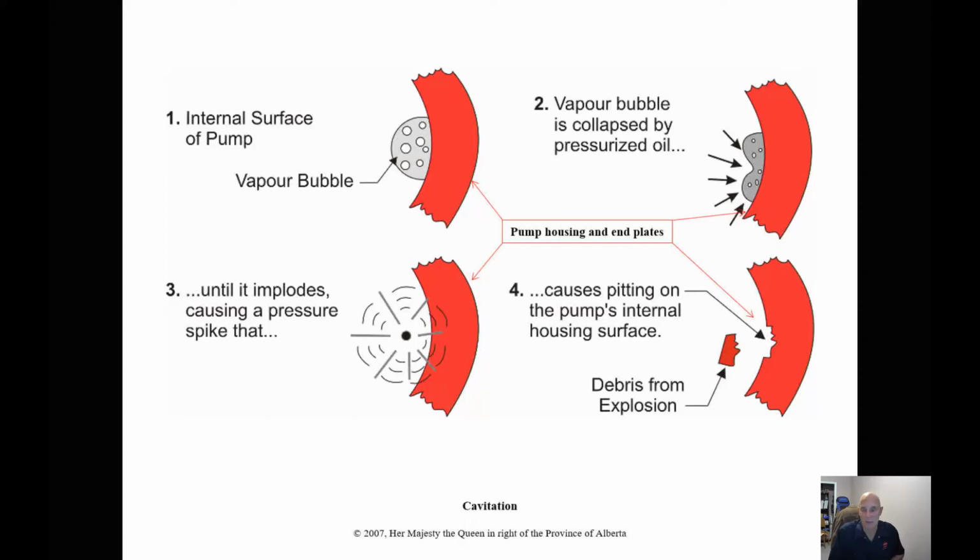So again, if we have cavitation, what can cause it? Well, if we have a restriction on the inlet side of the pump, for instance, say we have a screen that's starting to get plugged, or a line that's collapsed, anything that can cause a low pressure to build on the inlet side of the pump is going to cause cavitation. And again, this pressure can be up to 60,000 psi as that vapor bubble implodes.